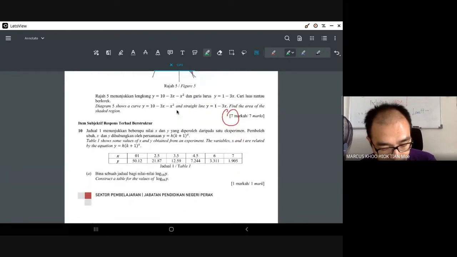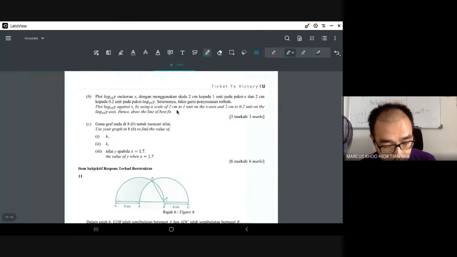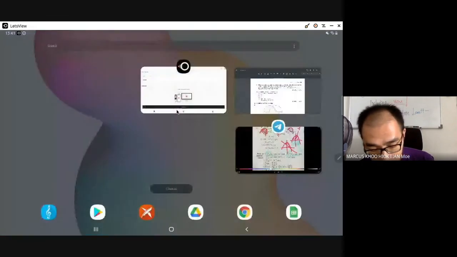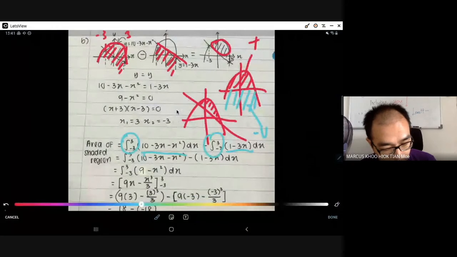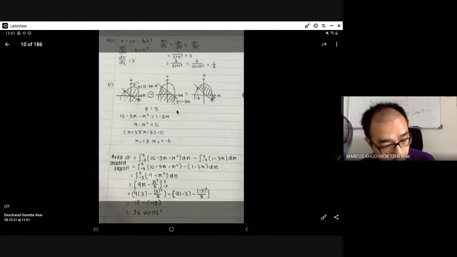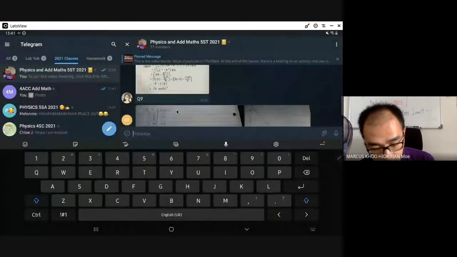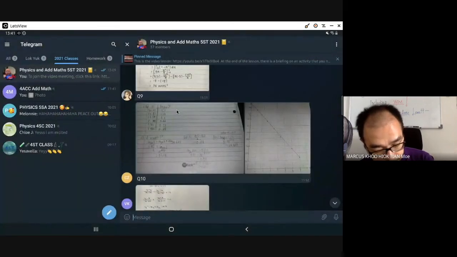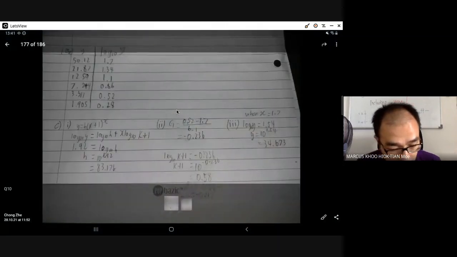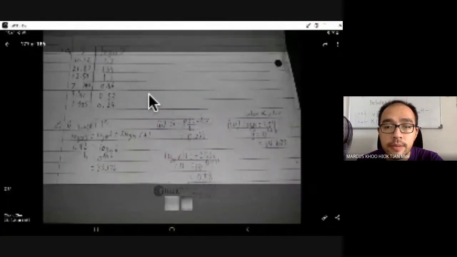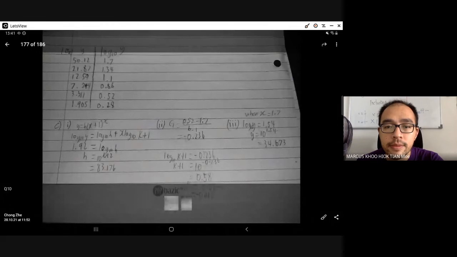This, I believe, is Chong's question. Okay, it is a linear law question. Find the value of h and k, and y when x equals negative 1.7. Let's see. Okay, Chongzi? Is Chongzi here? Yeah, he is. Can I?